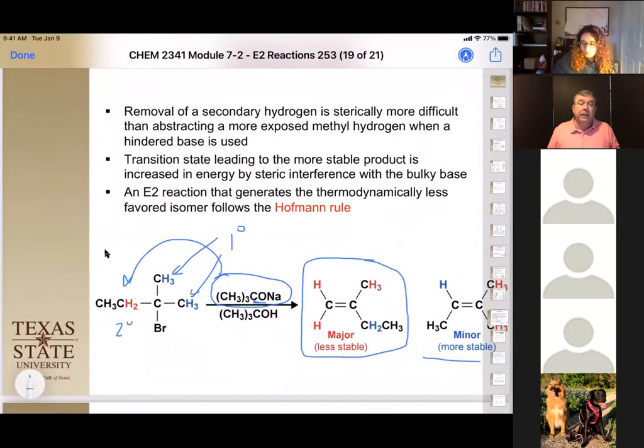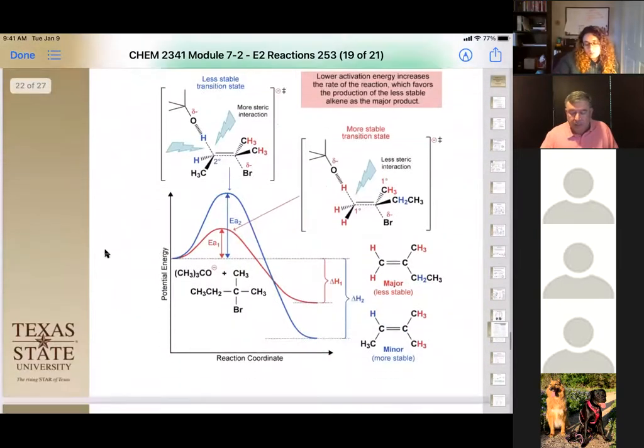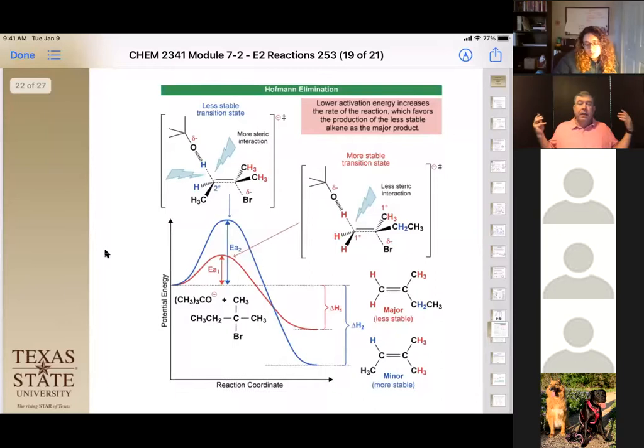So basically, they're tricking it into making the less thermodynamically stable alkene by not allowing it to preferentially remove our secondary hydrogen. Okay. And it has everything to do with sterics, okay? Remember, almost all of our reactions have something to do with sterics or electronics. So let's look at the sterics of that.